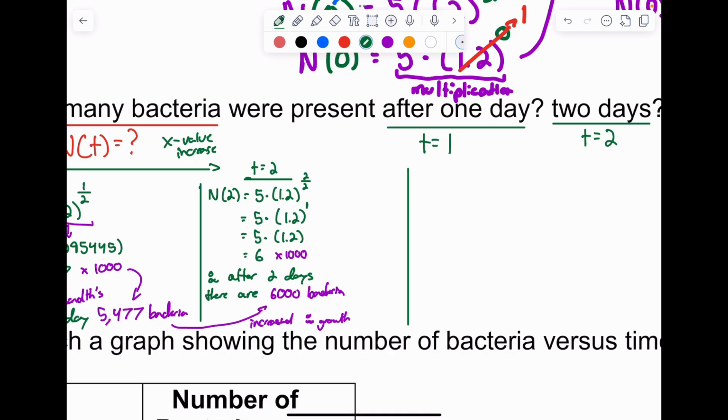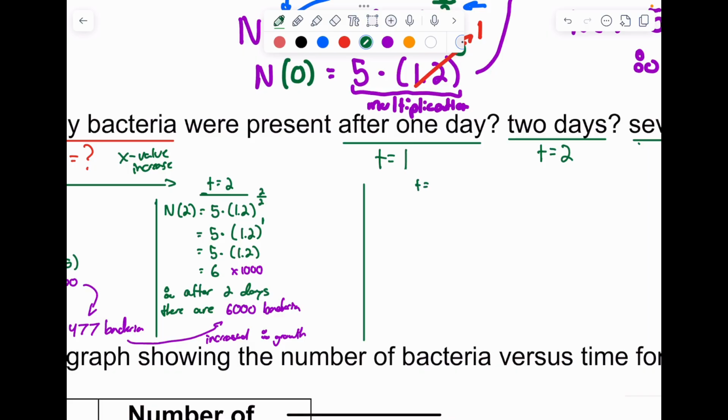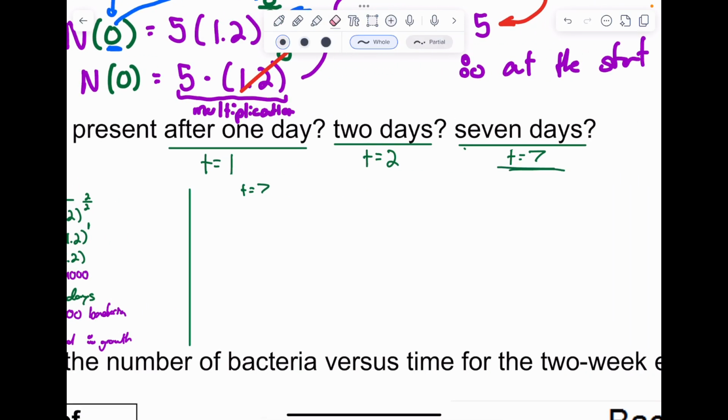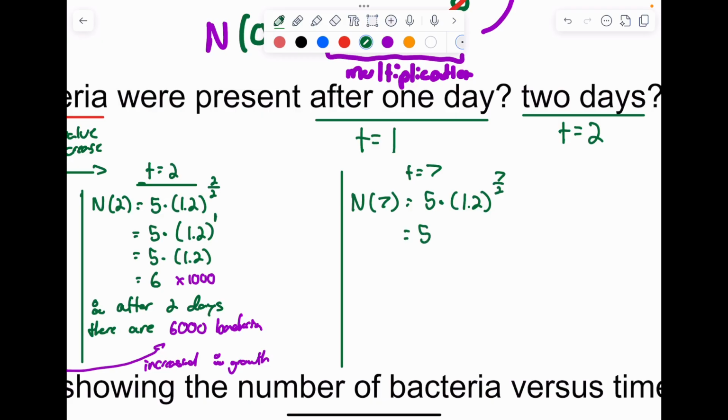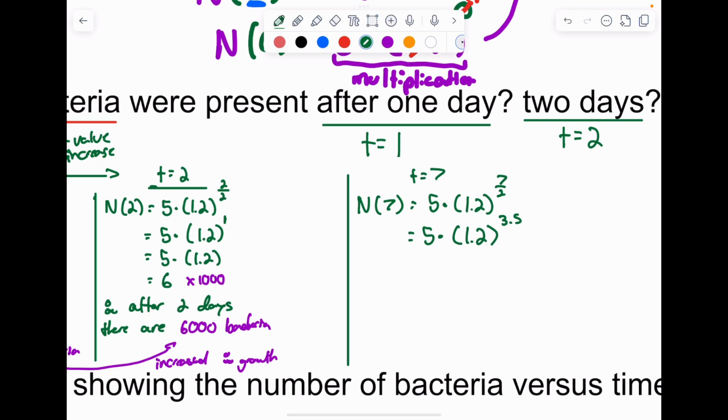And let's do it one more time for the last one. When time was 7, because it asks you to evaluate at 7 here. So you're taking n and you're evaluating it at 7. So that's 5 times 1.2 to the power of 7 over 2. So that is 5 times 1.2 to the power of 3.5 technically. So then use your calculator. Go 1.2 to the power of 3.5. Times that by 5.